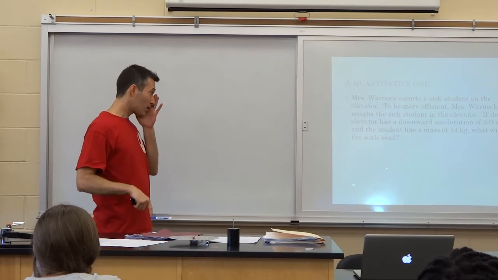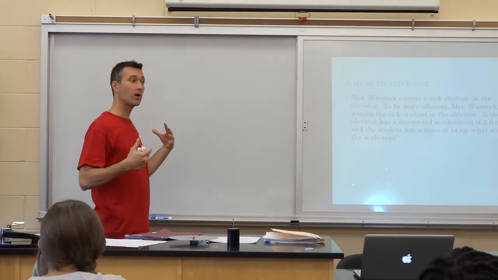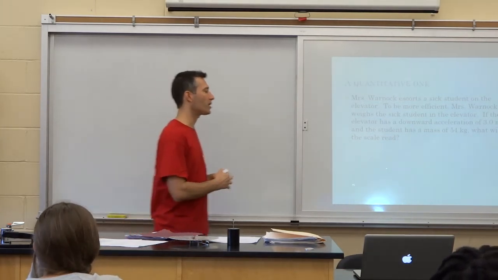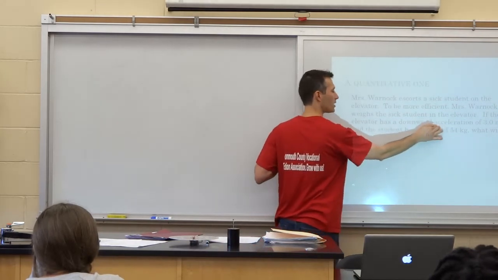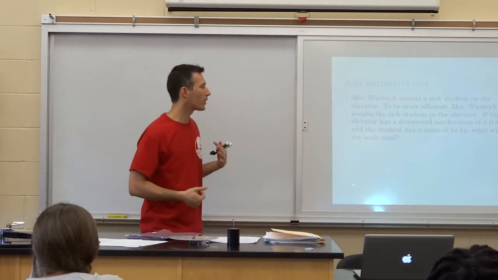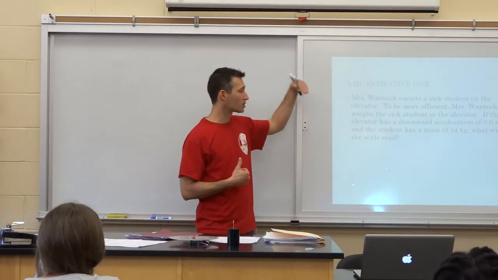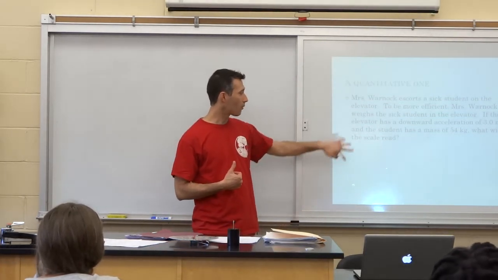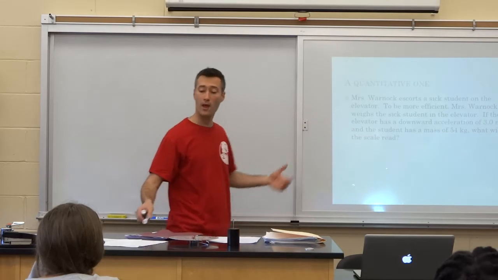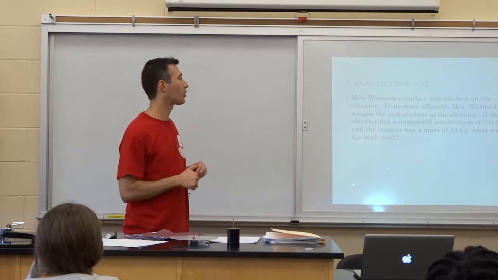If the elevator is going at a constant speed, that's no problem. Your apparent weight will be the same as your actual weight. But if she happens to take your weight when the elevator is accelerating, your weight is going to be different. So she's doing this when your acceleration is 3 meters per second squared down. We want to know what the scale is going to read, and we do have a mass, 54 kilograms.